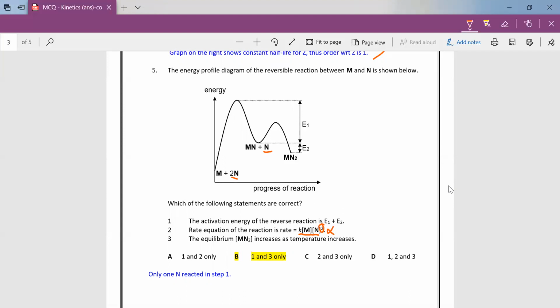The equilibrium [N]/[M]² increases as temperature increases. As this is the endothermic reaction, option 3 is correct.